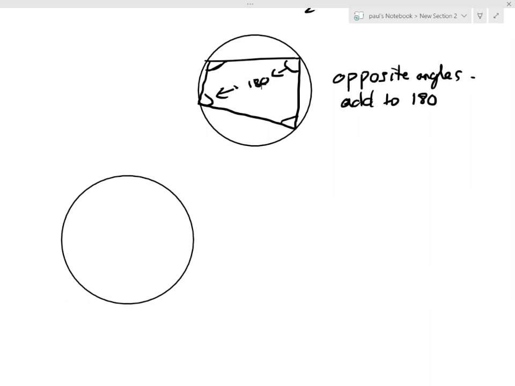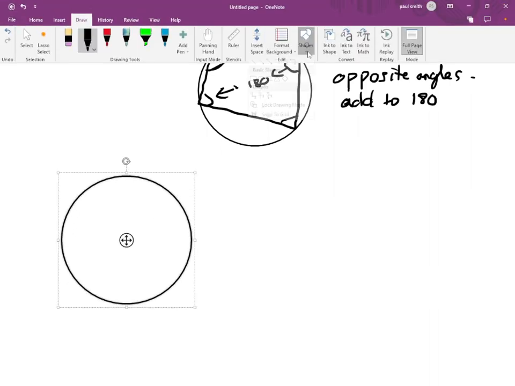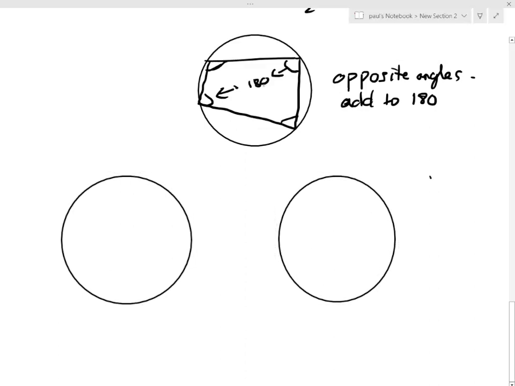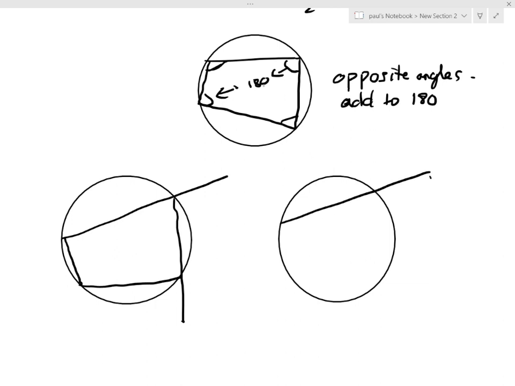So let's see whether we can do an example of this. So I've got one there, and we'll do another one down there. So the opposites add to 180. So let's do this, and this, this, and this. There's a four-sided shape with that one, and there.